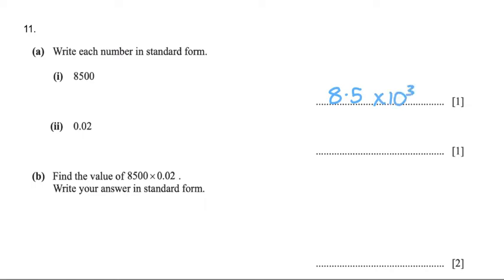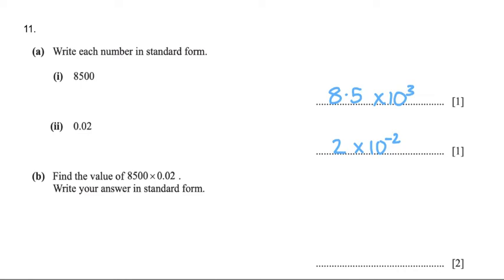And then the second one is 0.02. So when I look at what's between 1 and 10, it's just 2. The decimal place is currently here, and it needs to move 2 places to get to the 2 at the end there. So that would be times 10 to the power of minus 2, and the minus shows that it was a smaller number. Then I need to find the value of those two things multiplied together.